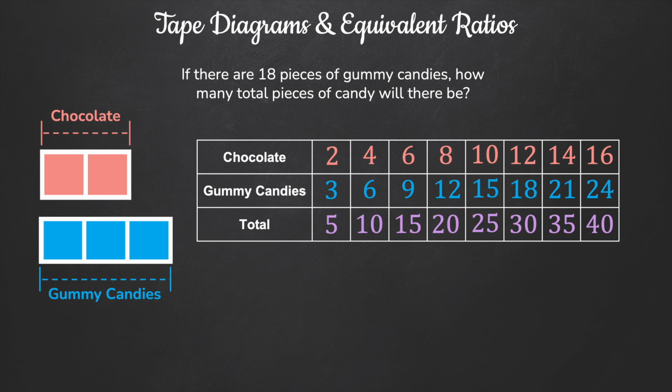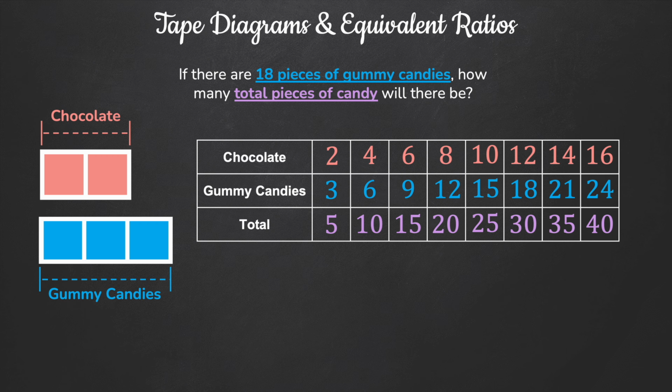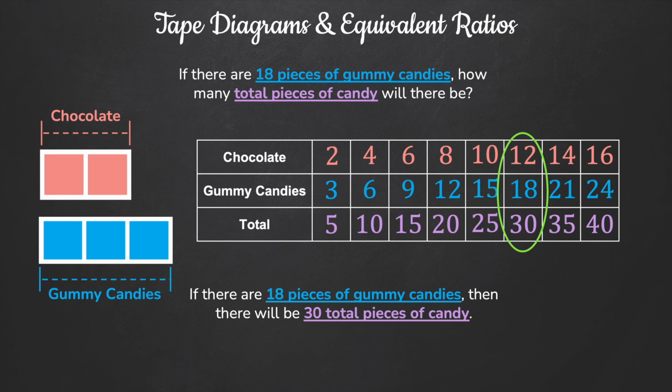So our next question is, if there are 18 pieces of gummy candies, how many total pieces of candy will there be? So we're going to look for 18 pieces of gummy candies on our table. And then we're going to look down at how many total pieces of candy we have. So if there are 18 pieces of gummy candies, then there will be 30 total pieces of candy.